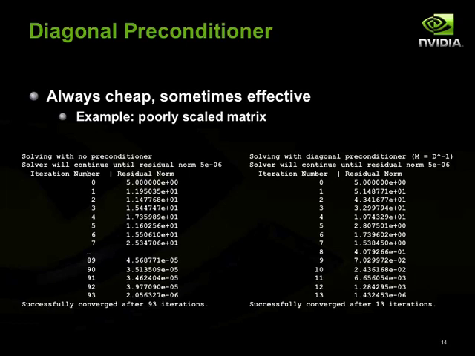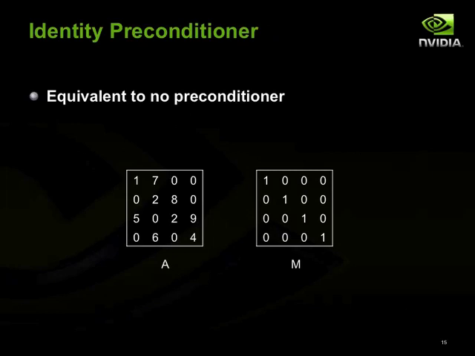You may ask, what if I use the identity as my preconditioner? The answer is this is equivalent to no preconditioning. So if you have a preconditioned method and you want to make sure that it's functioning correctly, one thing you can do is just throw in the identity here and compare it to your unpreconditioned method.